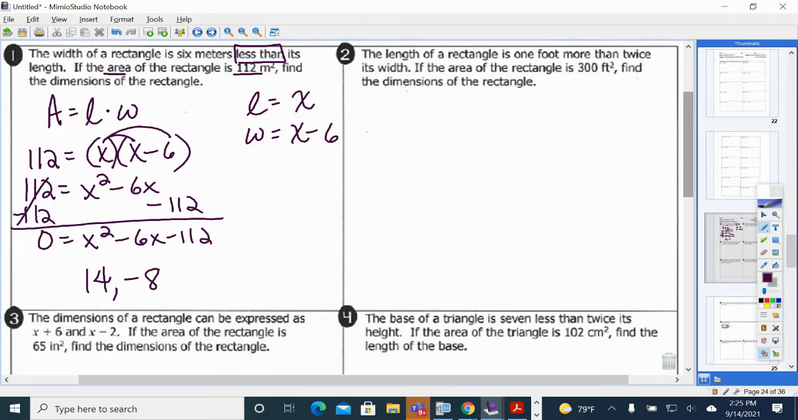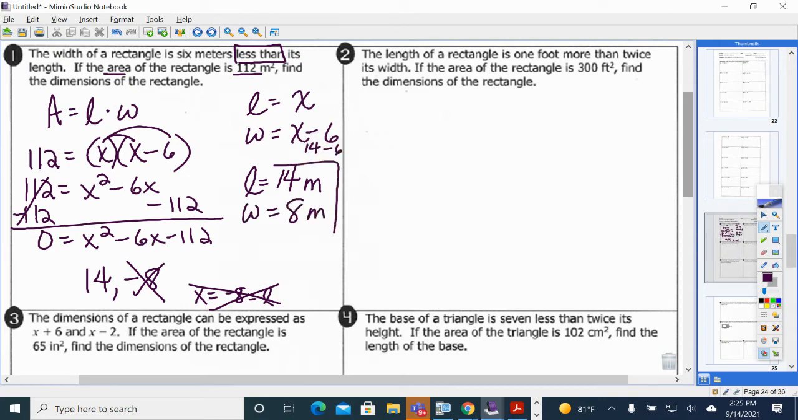So with word problems, I'm going to need you to use a little bit of common sense here. If the length is x, can x be negative 8? Because that's the length. No, it cannot. The dimensions of a rectangle cannot be negative. So the negative 8 is not going to work. Only the 14 is going to work. So the length of my rectangle is 14. Use the correct units. It's going to be meters. The width, take your 14 minus 6, and the width is 8 meters. So there's the answer to number 1.